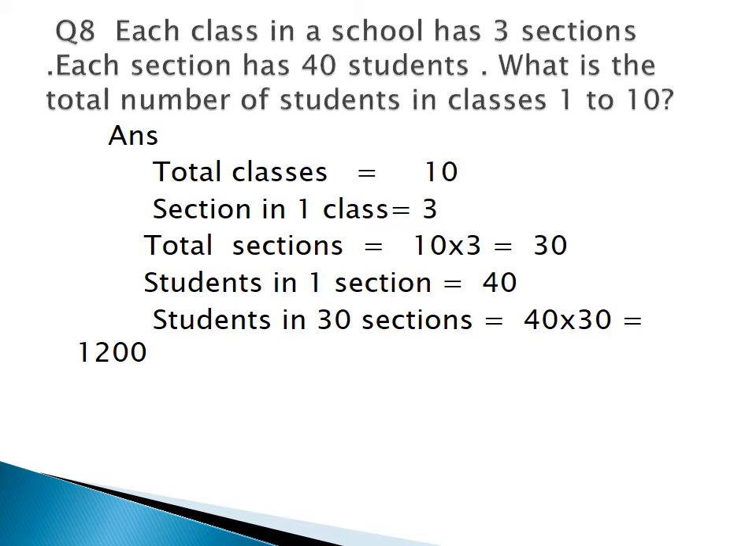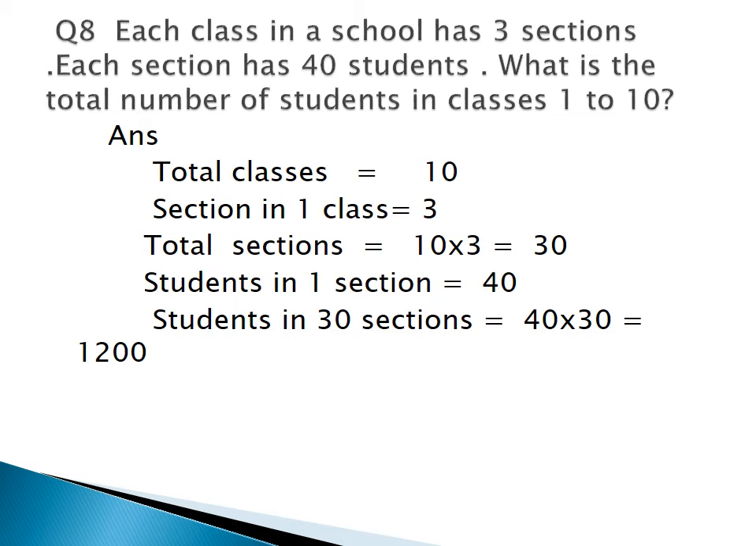What is the total number of students in classes 1 to 10? Children, total classes 1 to 10 is equal to 10 classes. Sections in one class is equal to 3. It is given in the question.